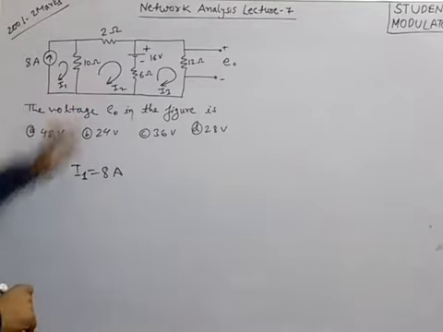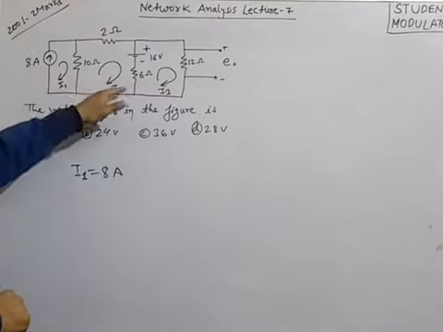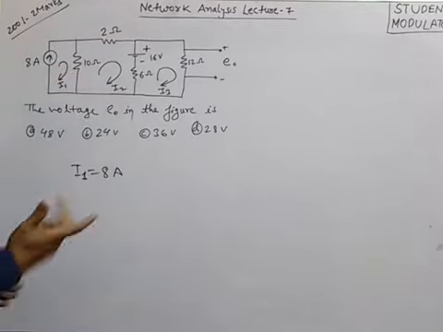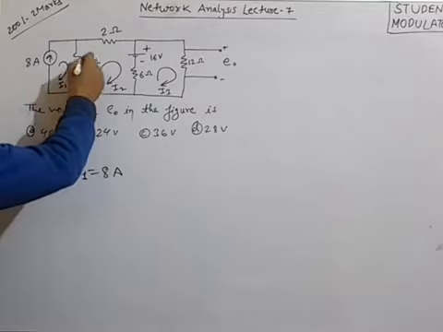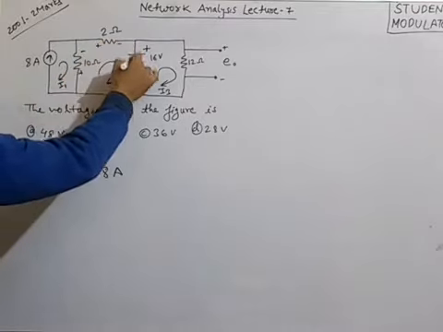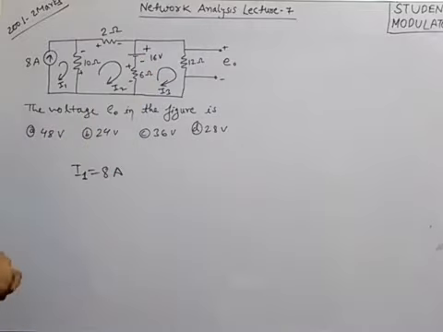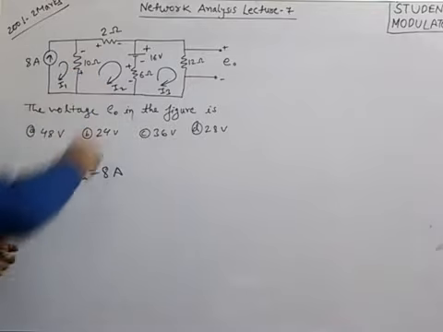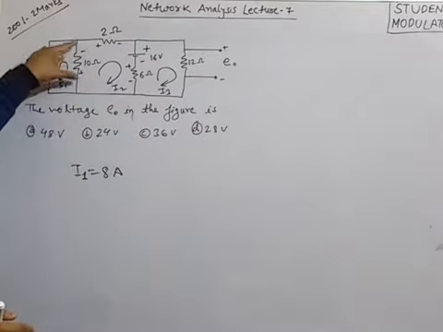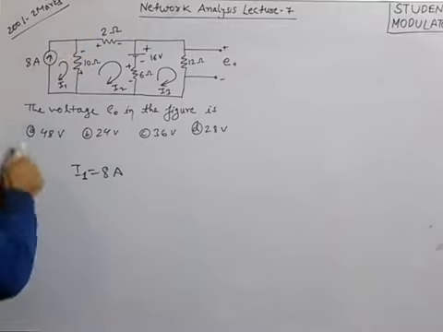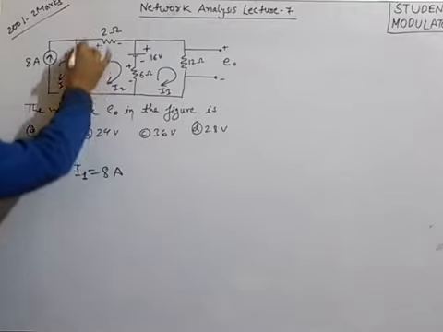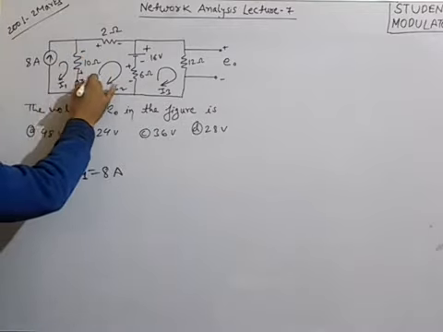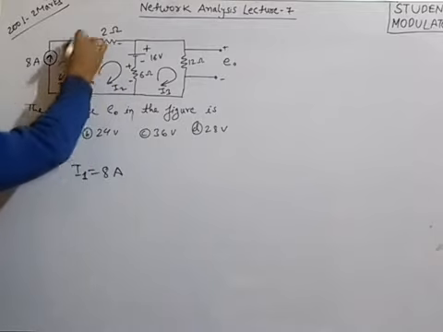Now come to this mesh. In the direction of I2, I have considered the drop across the resistance. For this branch I2 is going upward and I1 is downward, so overall the current flowing in this branch will be I2 minus I1.